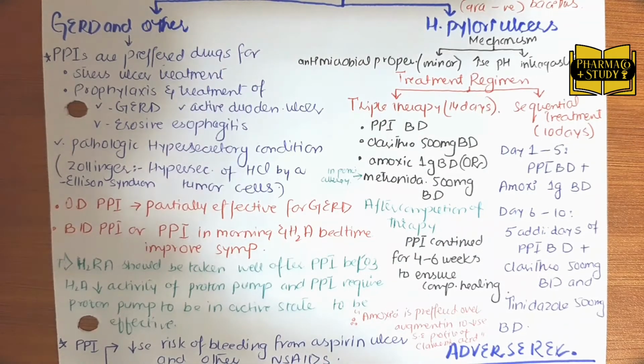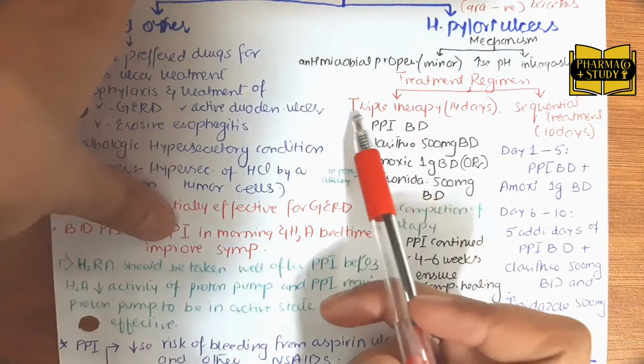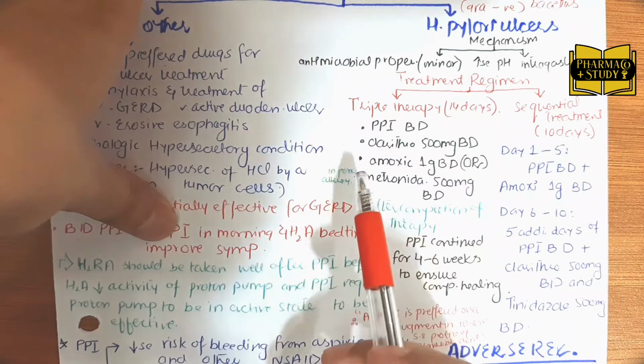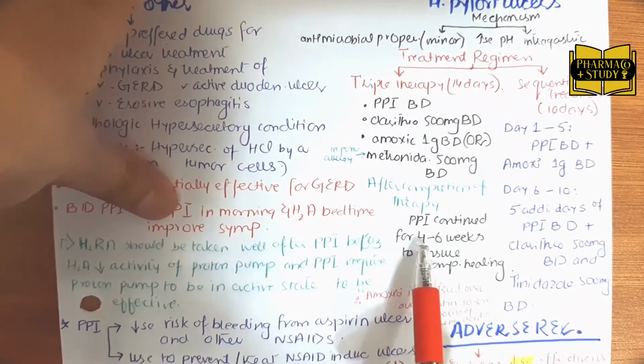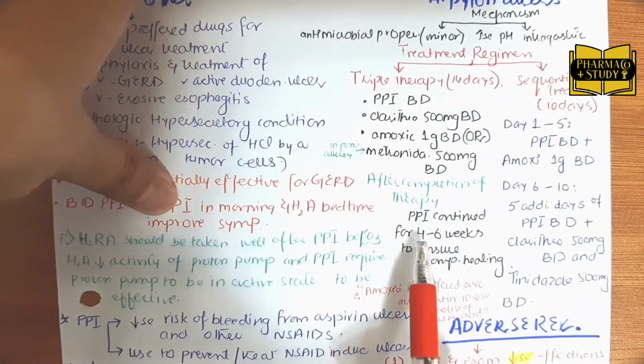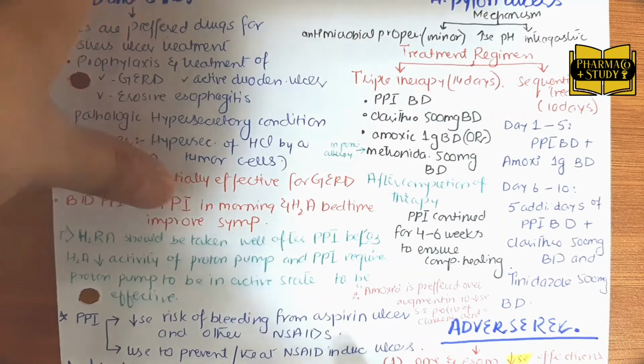Okay. Now this therapy should be continued for 14 days, and after the completion of this therapy, the proton pump inhibitor is still continued for 4 to 6 weeks to ensure complete healing.